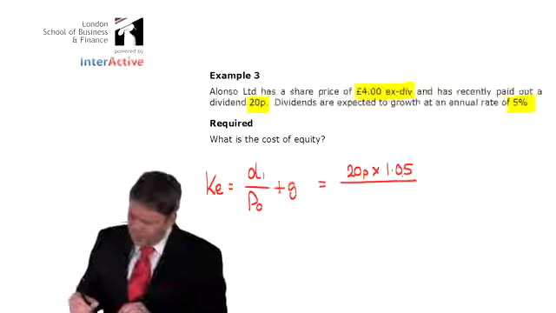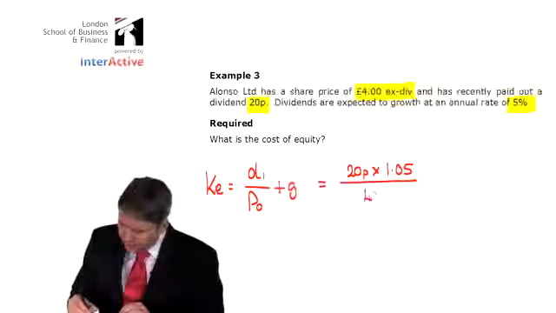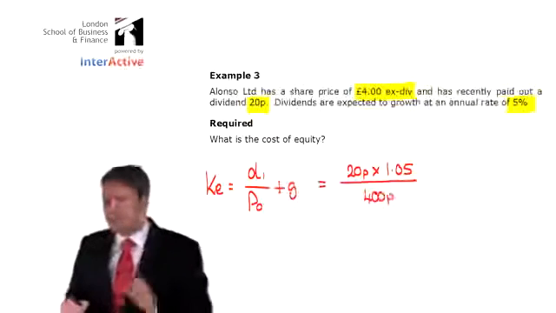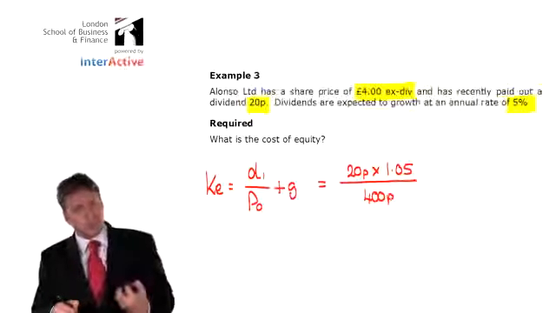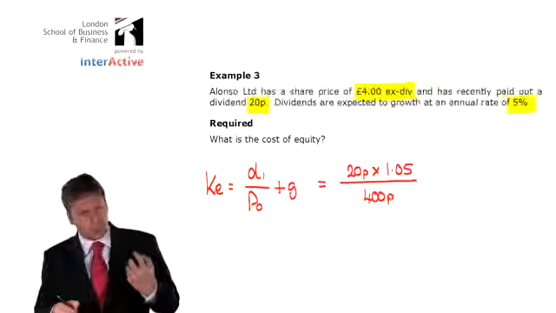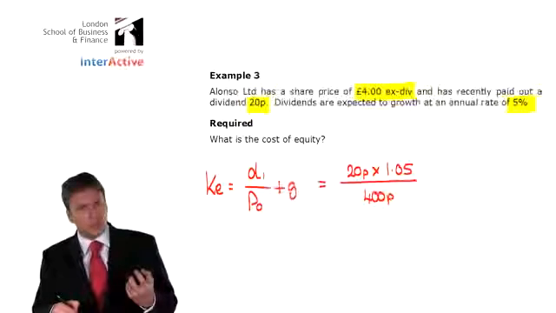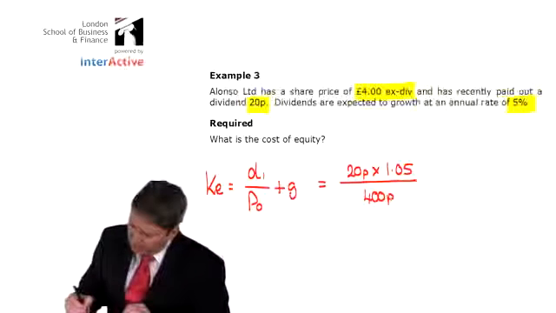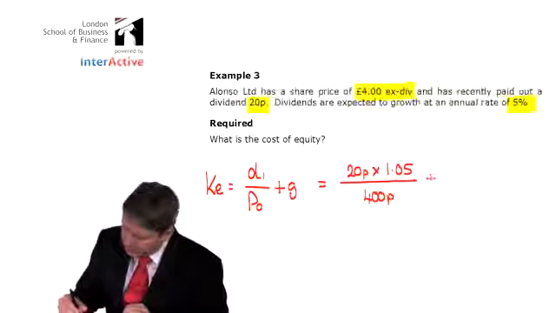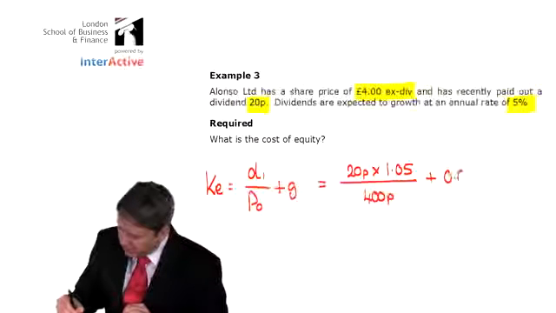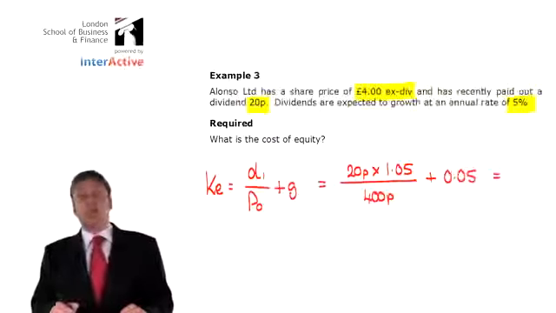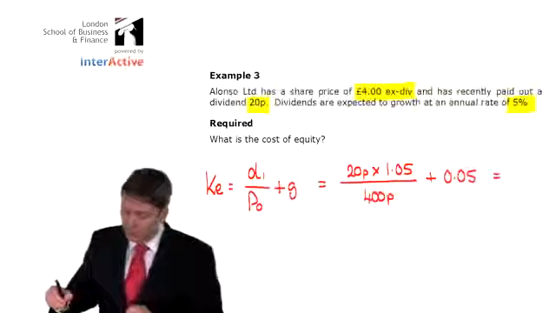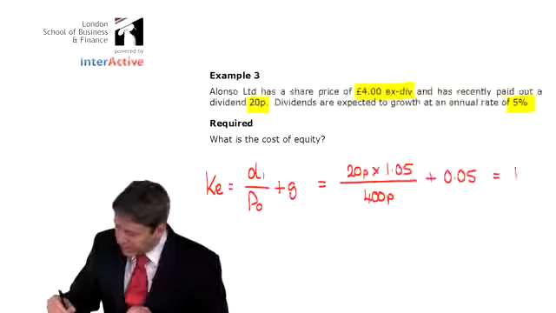We divide through by P0, 400p. Please note, you've got to be consistent here. If you're not consistent, it will all go horribly wrong somewhere, won't it? Yes? And given that we have that, all we have to do is to add g. Add g, well that's 5%. So, is this too difficult? Well, I've got a sneaking suspicion that it comes to 10.25%.